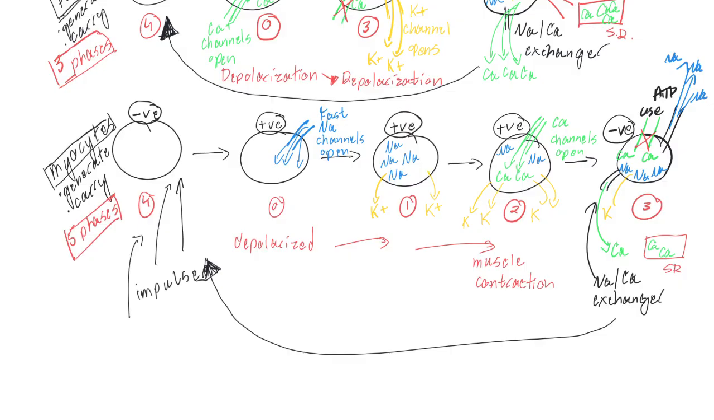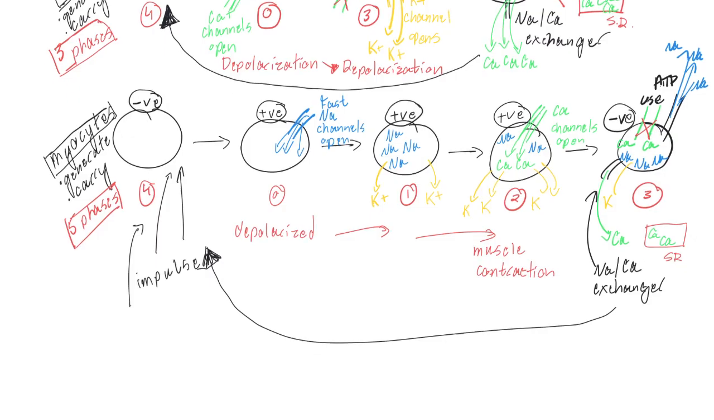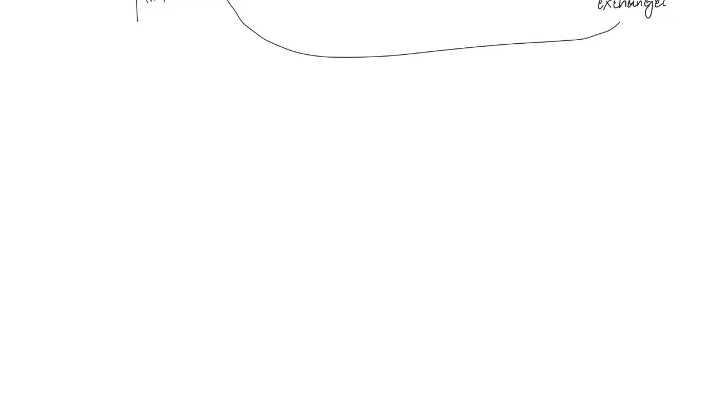And then again, just like with the pacemakers, we have the ATPase pump and the sodium calcium exchanger helping to bring everything back to baseline. I could have split phase number 3 into step 1 and step 2 in the myocytes, but I think it was clear that that's where the ATPase pump and the exchanger kick in. Final thing that we have to understand for anti-dysrhythmics is, where do these cells actually live?